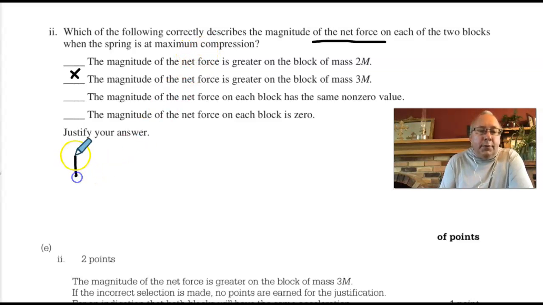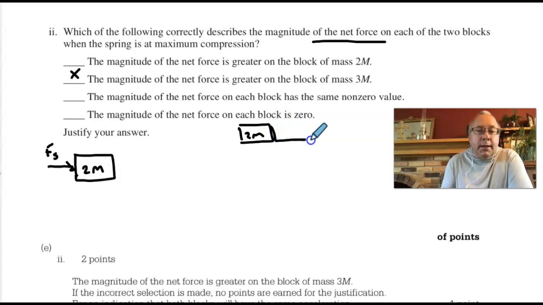So think about if you did an FBD on the block of mass 2m, there's going to be a force from the spring rightwards, and remember that these two blocks are in contact with each other. So there's going to be 2m and there's going to be 3m. So 3m is touching 2m. So the surface of 3m is pushing backward here. So there is a force from block 3 backwards.